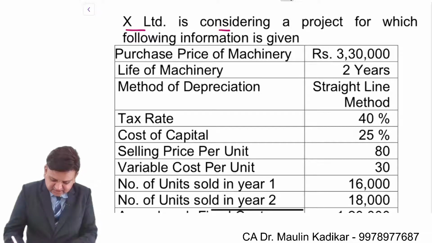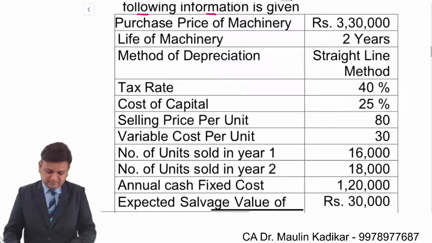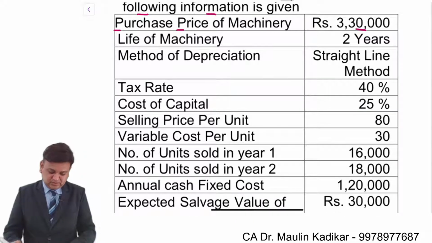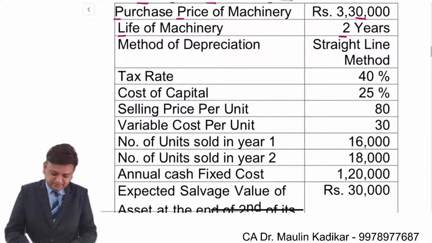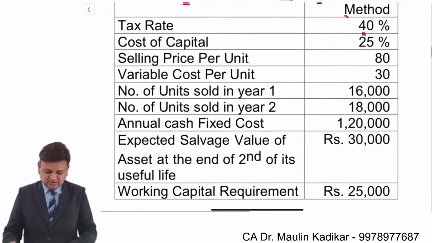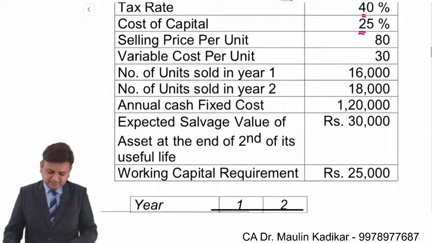X Limited is considering a project for which the following information is given. Purchase price of the machinery is 3,30,000. Life of the machinery is 2 years. Method of depreciation is SLM. Income tax rate is 40%. Discounting rate, cost of capital, is 25%.